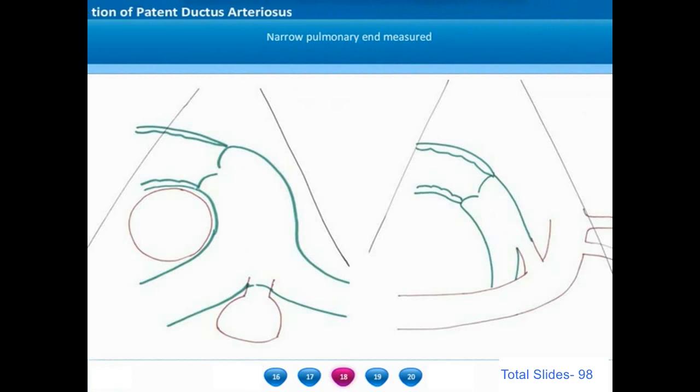So the narrow pulmonary end of the ductus arteriosus is measured in two different views. One will be in the short axis, where we will be recording the dimension of the ductus from the right end to the left end. The second will be on the long axis, that is the ductal view, where we will be measuring it from the upper end to the lower end.